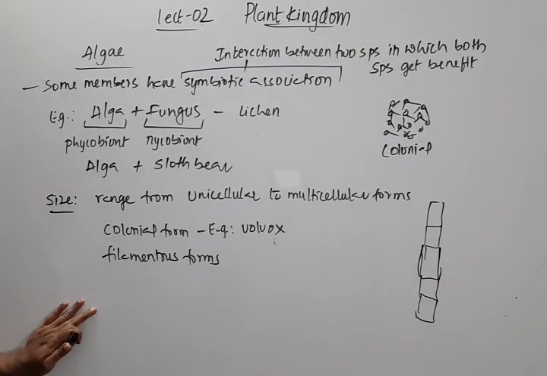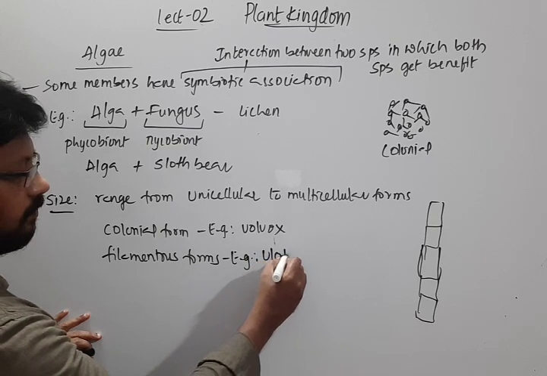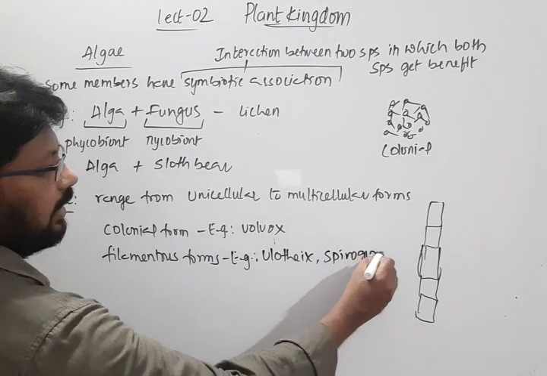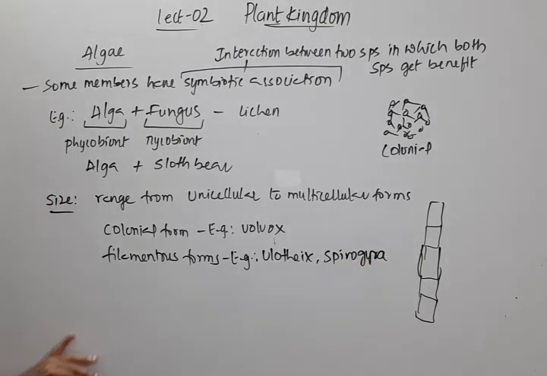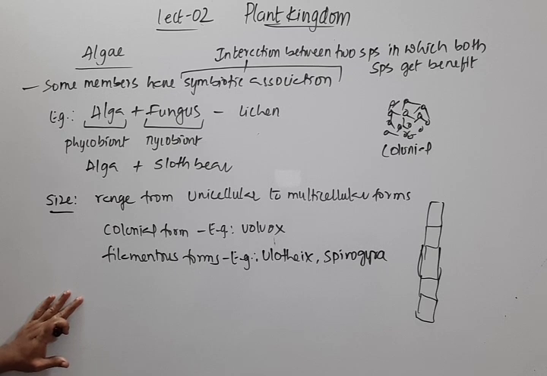Such filamentous forms we can see in case of Ulothrix, Spirogyra, etc. Later, when I discuss the groups, we'll see about them in detail. So colonial forms and filamentous forms here.